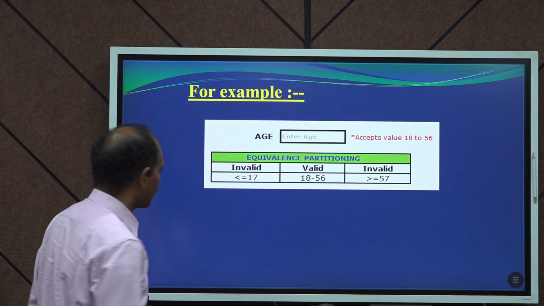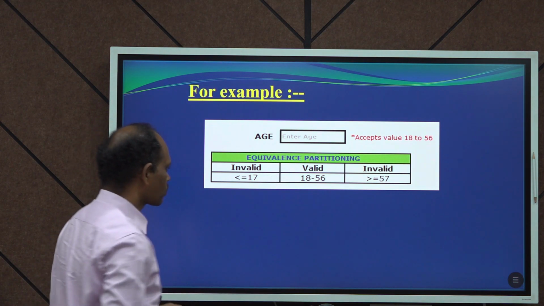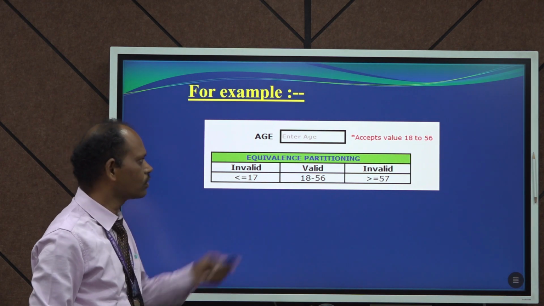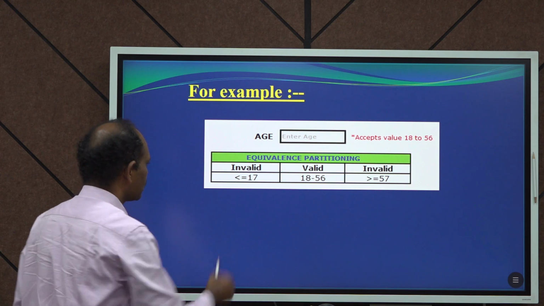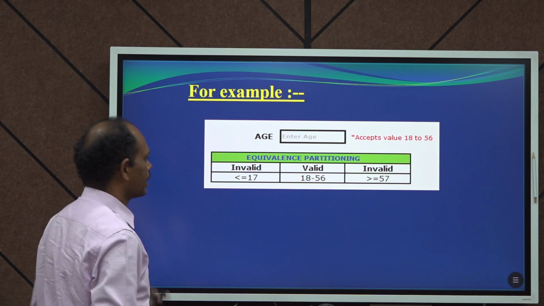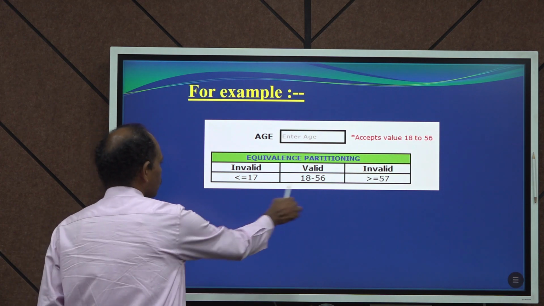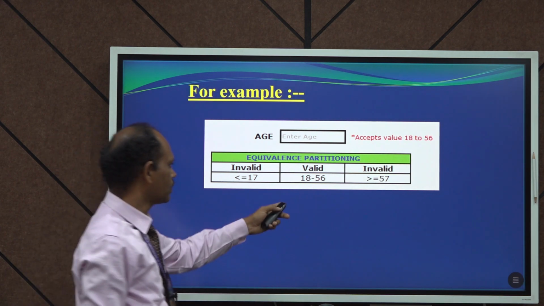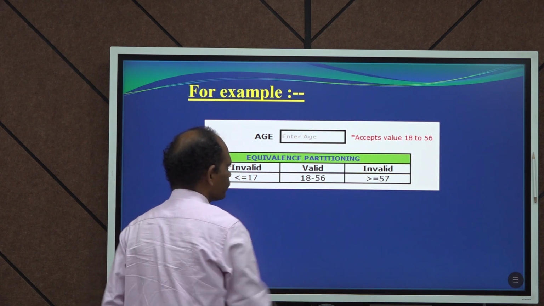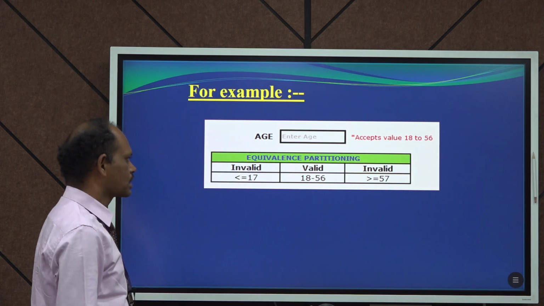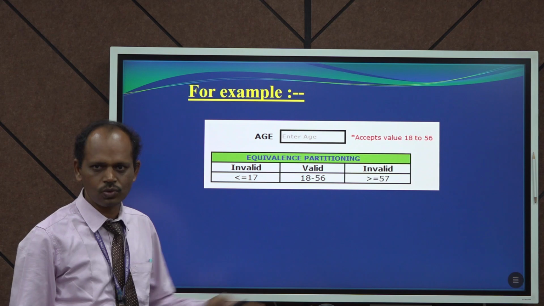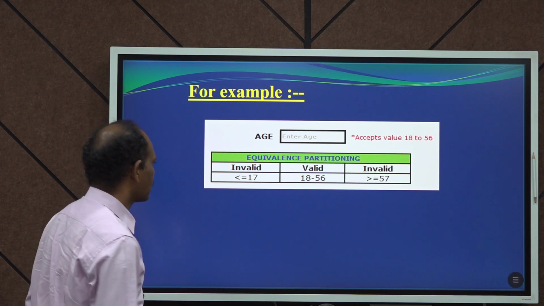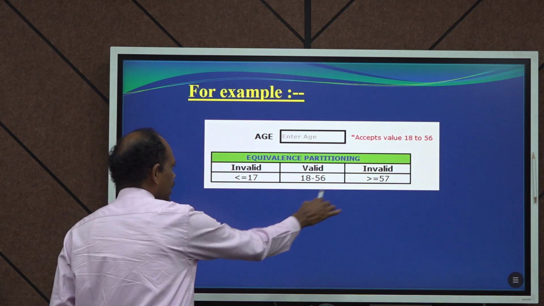If you are entering age, the text box accepts only ages 18 to 56. But equivalence partitioning means there are ranges, group 1, group 2, group 3. Less than 18 is one group, 18 to 56 is another group, and then age greater than 56 is the third group. If we are entering some age, it falls under the first category, second category, or third category.